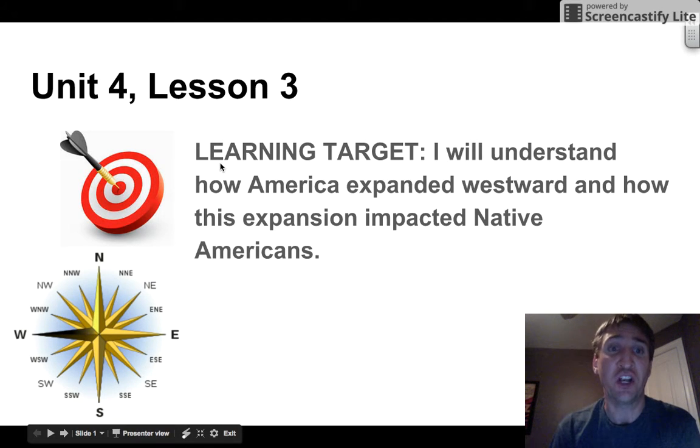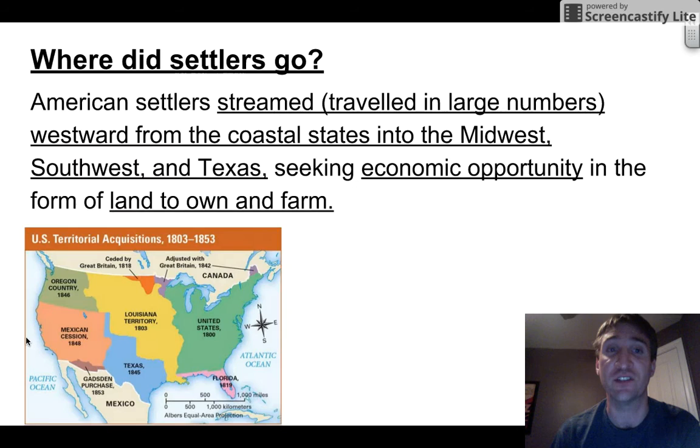The learning target is the same as the 4-2 VidNotes. I will understand how America expanded westward and how this expansion impacted Native Americans. The westward expansion is important to the history of the U.S.